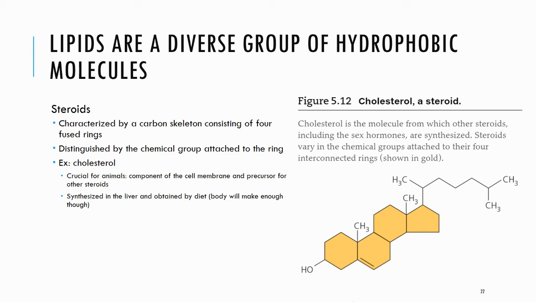Steroids are another large group of lipids, and they are characterized by a carbon skeleton consisting of 4 rings. And they are distinguished by the chemical group that is attached to the ring. So the example to the right is cholesterol, which is crucial for animals. It is a component of the cell membrane and is a precursor for other steroids, meaning that it can easily be modified to be turned into something else.